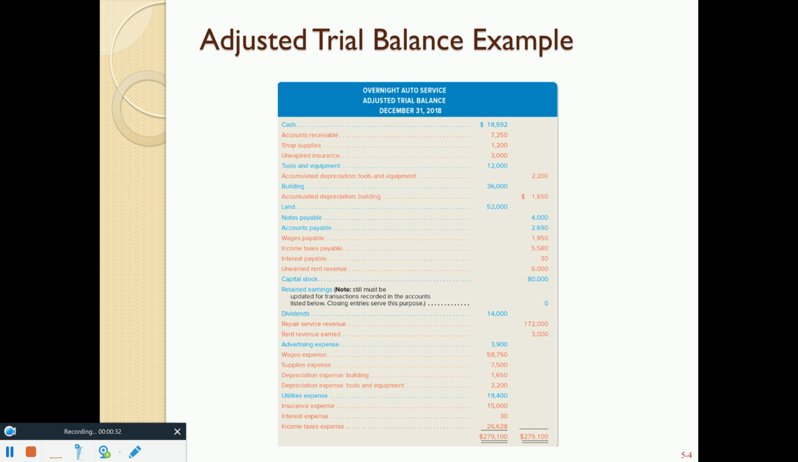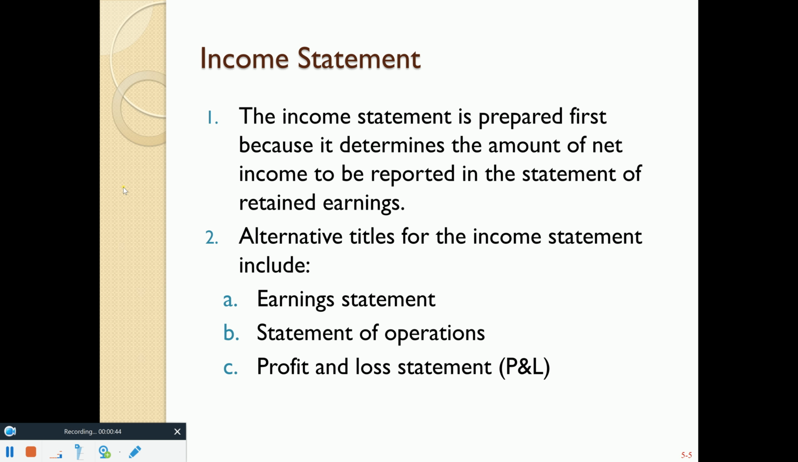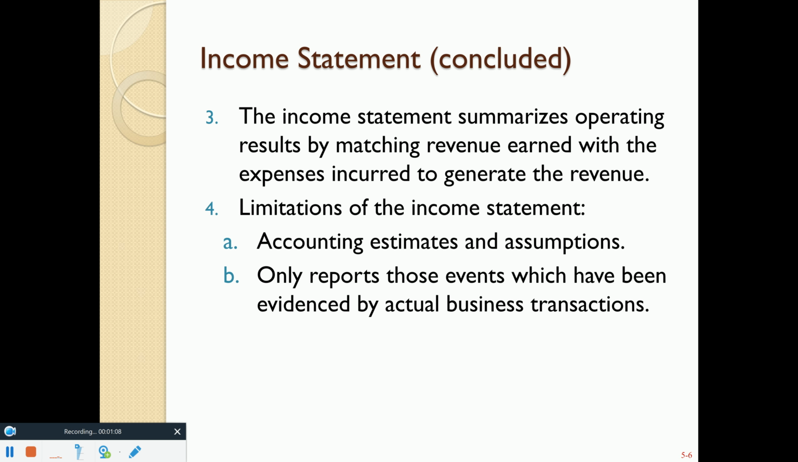So here's our adjusted trial balance, and the next step in the accounting cycle is to take this adjusted trial balance and prepare the financial statements. And that is what we're going to do here. The first financial statement that we're going to prepare is the income statement. The income statement has to be done first because it determines what net income is, and that is needed for the next statement, which is called the retained earnings statement, and that is prepared second. And then lastly, we're going to prepare the balance sheet.